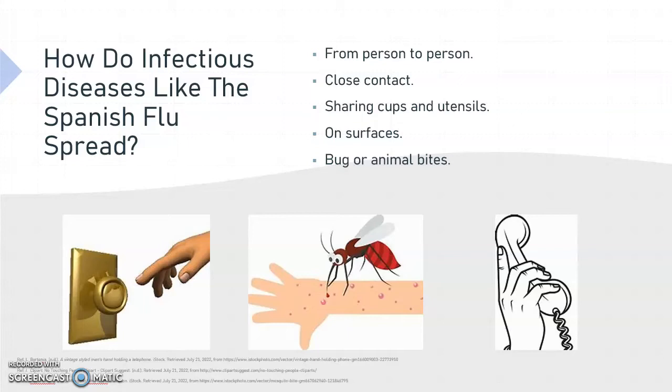During the war, 40% of the U.S. Navy and 36% of the U.S. Army became ill with the Spanish flu.